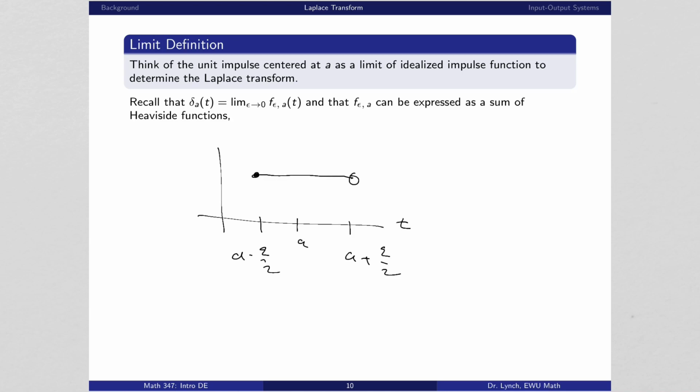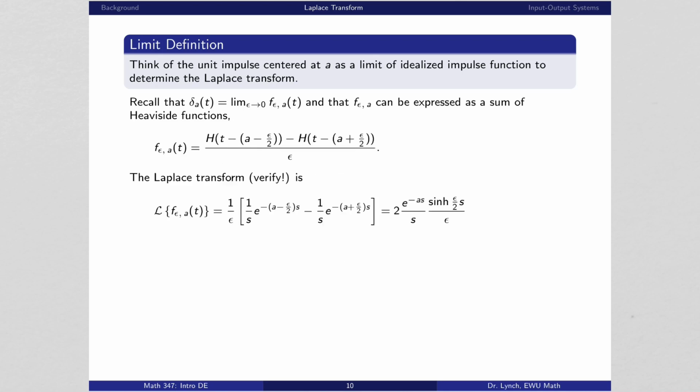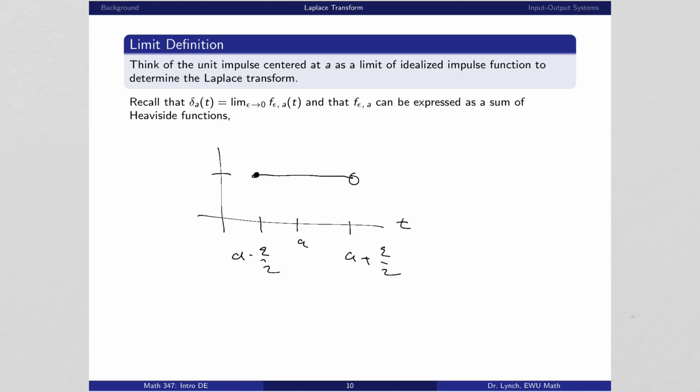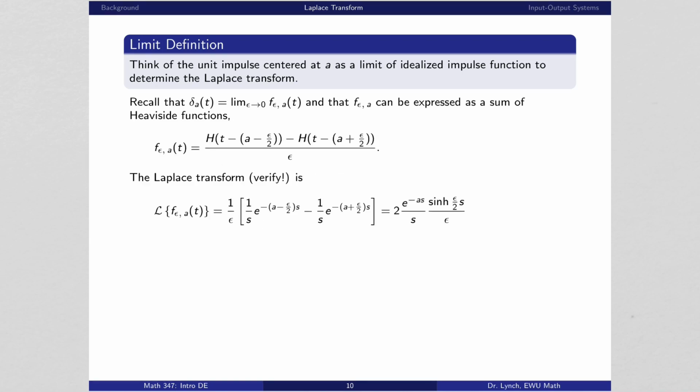Okay, so that Heaviside function sum looks like this, right? Oh, by the way, this is at height 1 over epsilon, right? So the first thing that happens is this one turns on. The second thing that happens is this one turns this off. And you can go ahead and look at the Laplace transform of this idealized force by looking at the Laplace transform of the two Heaviside functions.